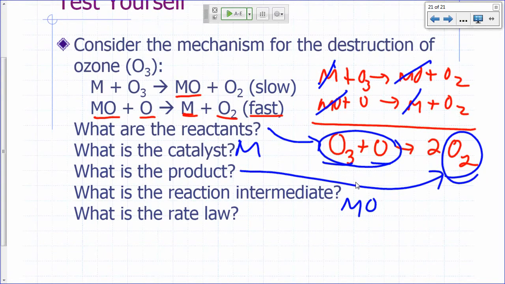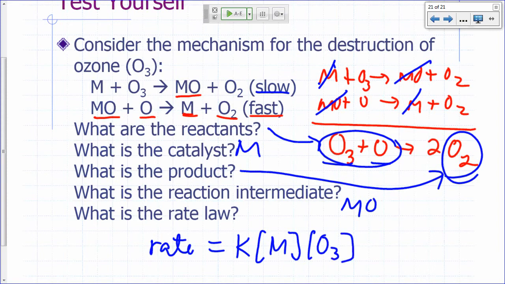And what's the rate law? What's the rate determining step? The slow step. So the rate law will be the rate law for the slow step. So rate is equal to k times M times O3. Okay. What is the overall order of this reaction? Second order. What's the molecularity of the first step? How many molecules are involved in the first step? Two. So the first step is bimolecular.